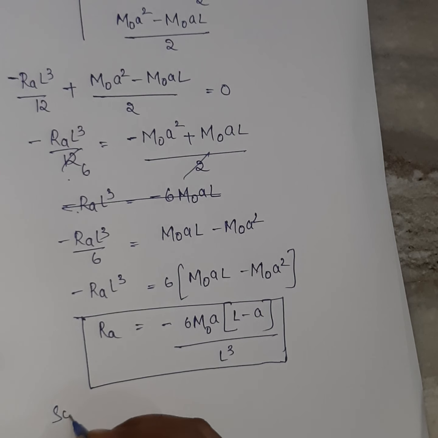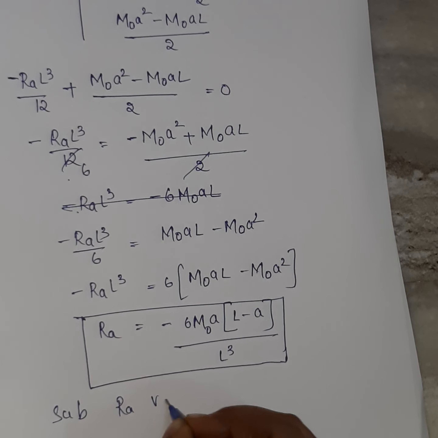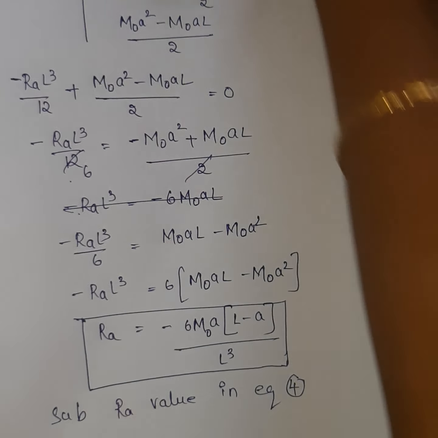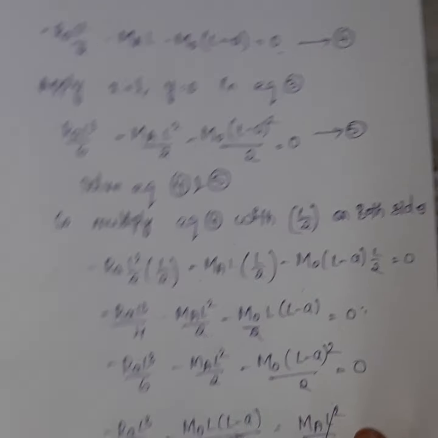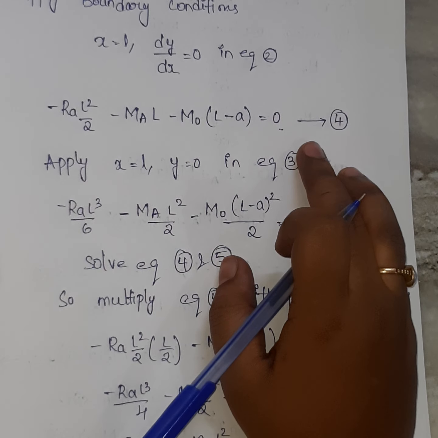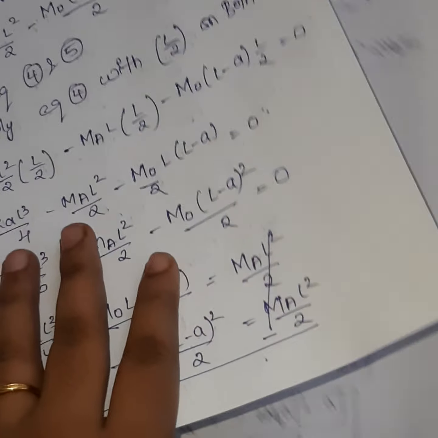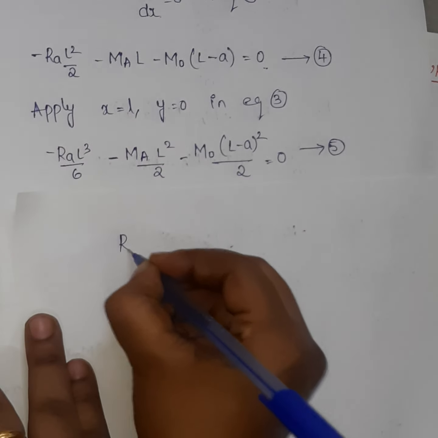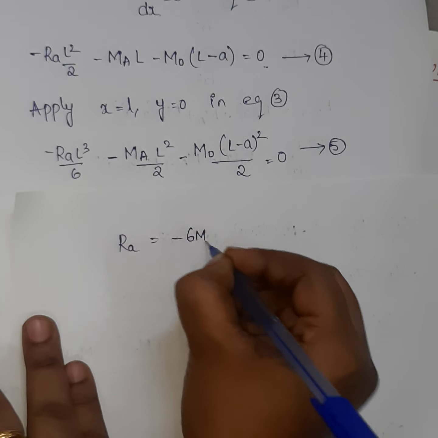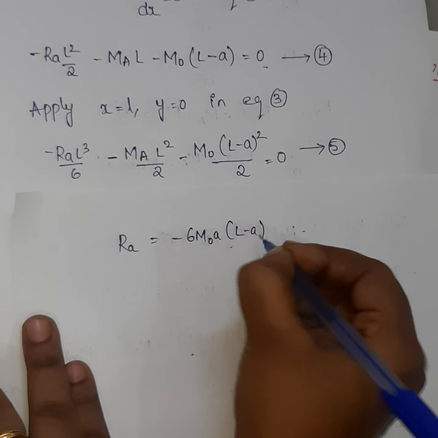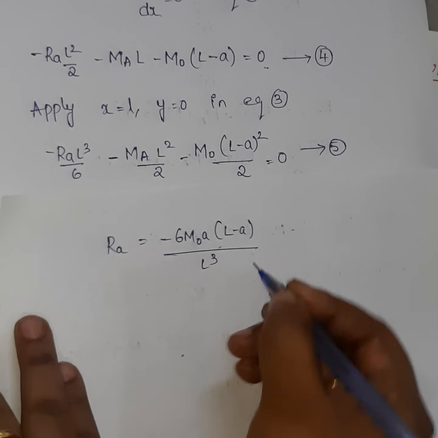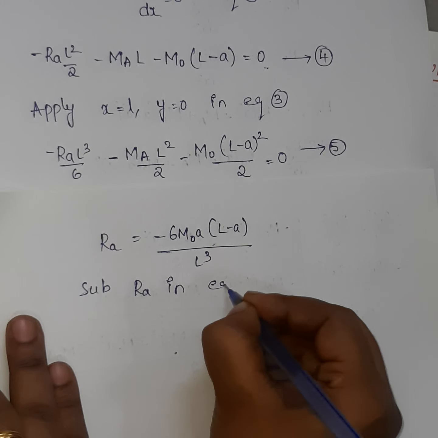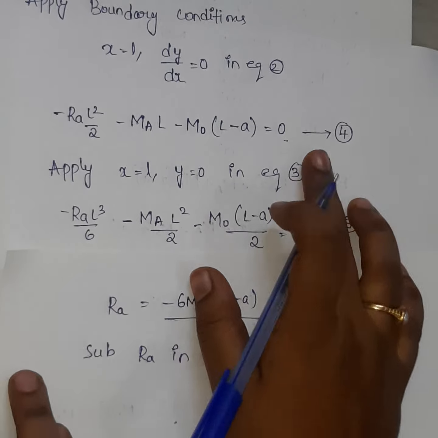So substitute the RA value in equation 4. See here, this is equation number 4. In this equation I am substituting this RA value. So how much value have you got? RA is equal to minus 6 m naught a into L minus a divided by L cube. So substitute RA in equation number 4.